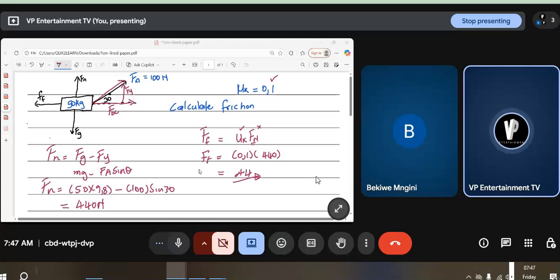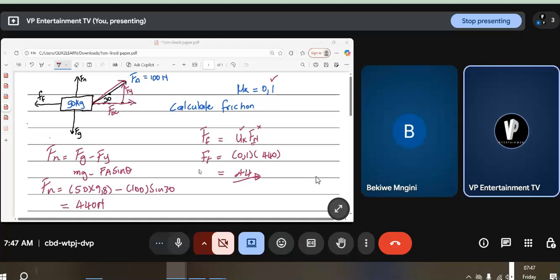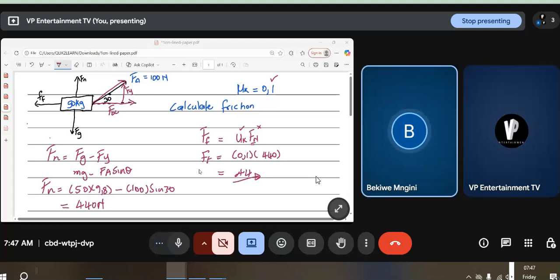So what I did is that I showed you how to calculate the normal force if the force is pulled at an angle. Then I wanted to check if you can use whatever I teach you to calculate friction.